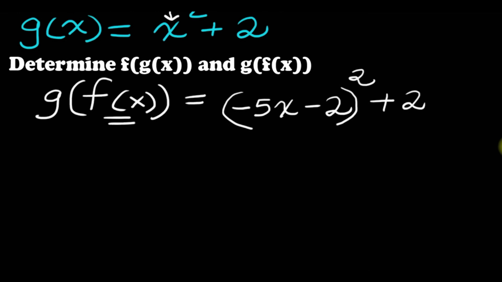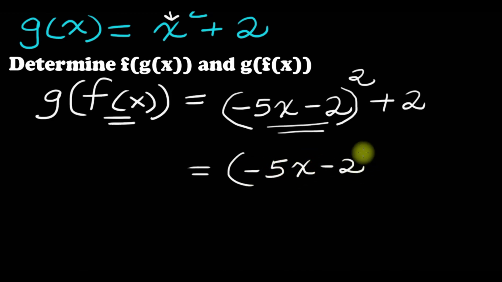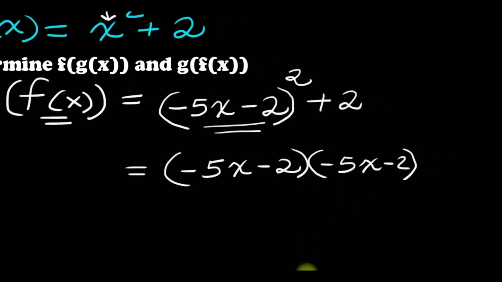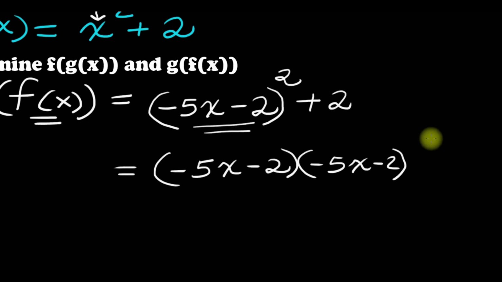We just have to simplify to come up with the final expression. Now, you're taking -5x minus 2 squared. Well, that's the same thing as taking -5x minus 2 times -5x minus 2. Because it's squared, you have to multiply it by itself. And then we're going to bring down the plus 2.